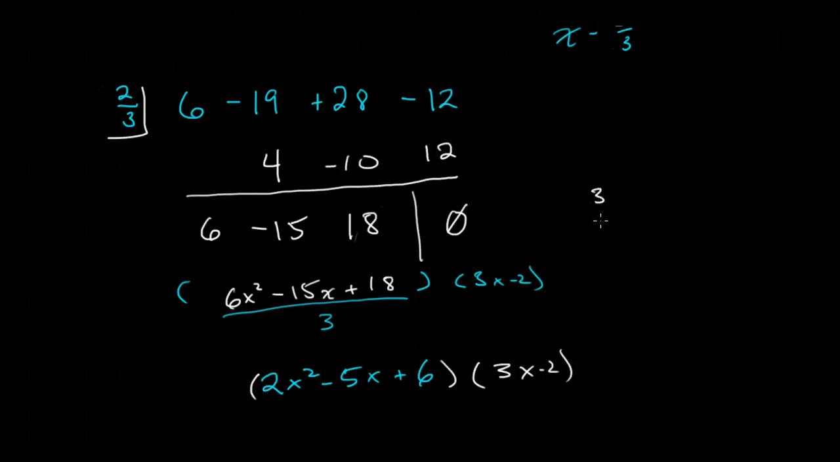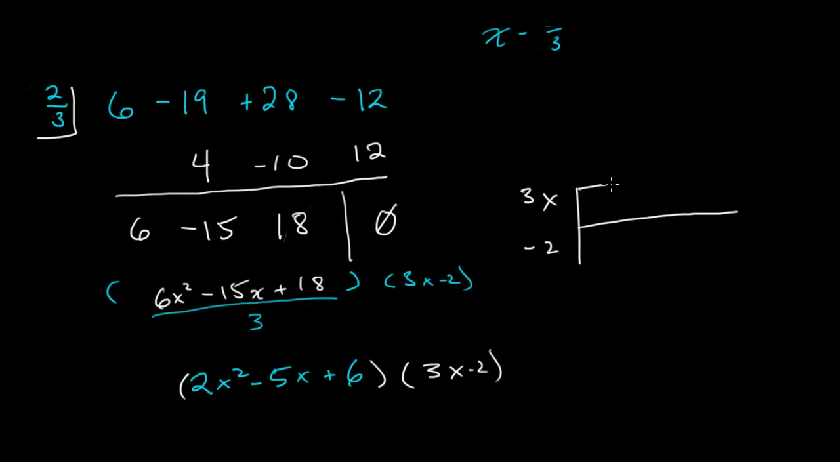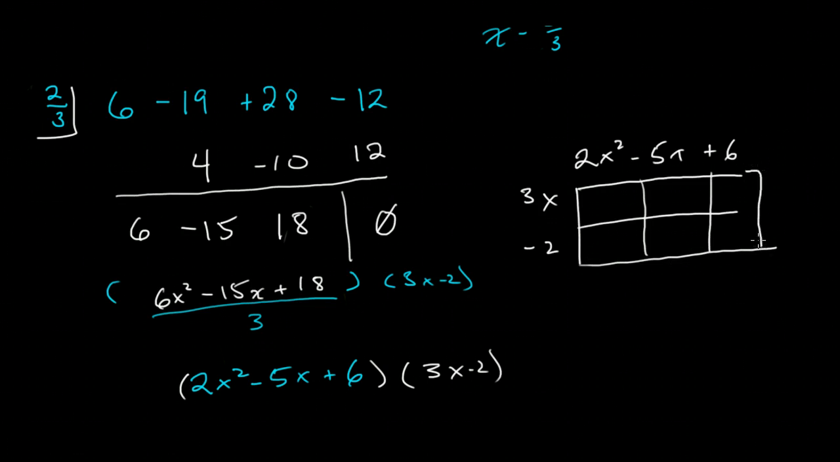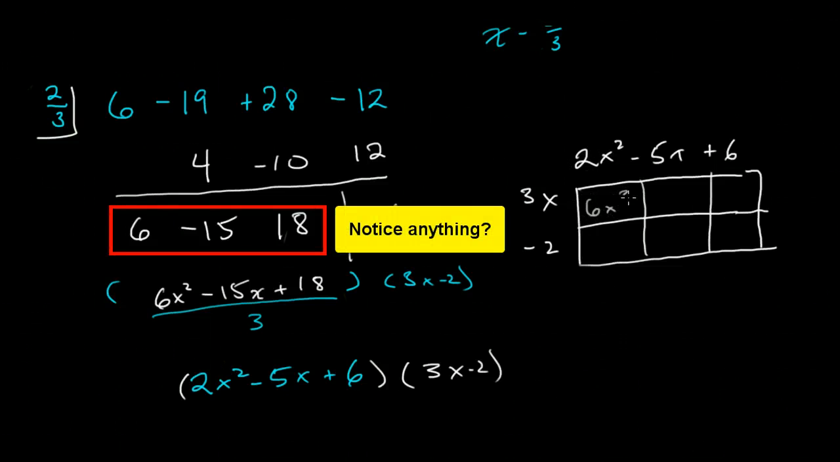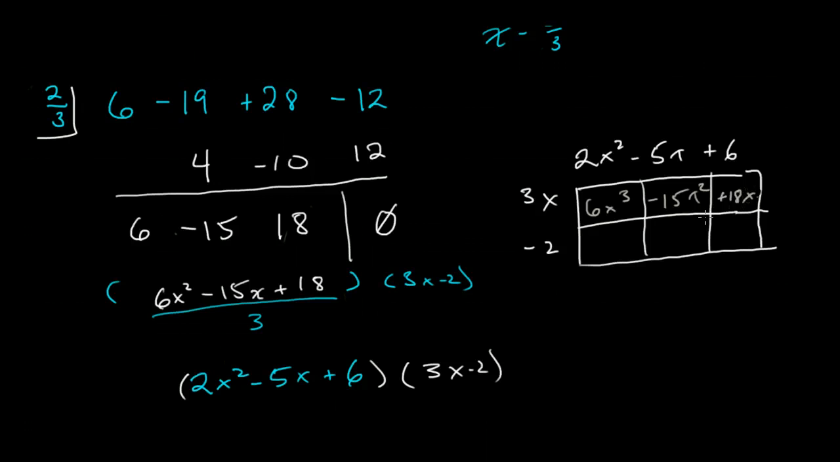Let's check it. 3x minus 2 is one side. And the other side is 2x squared minus 5x plus 6. And that's our other side of our area model. So let's take that and distribute. First term times first term is 6x cubed, minus 15x squared. First term times third term is a positive 18x.